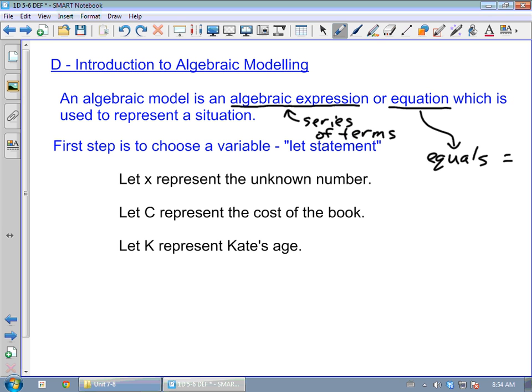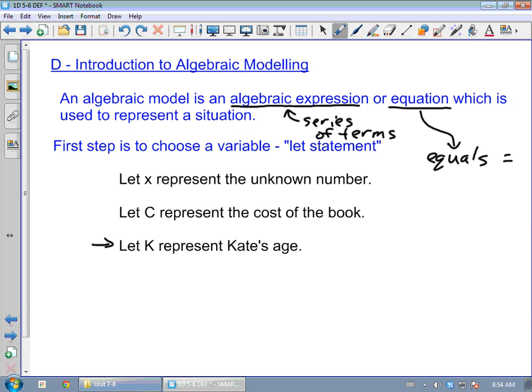Okay? So the way we create an algebraic model is we use what's called a let statement. And we always want to choose a variable that is going to represent something that we don't know in our question. There's always something we're trying to find. We don't know what it is, but we choose a variable to represent it. So here are some examples of let statements. Let x represent the unknown number. This assumes that we're trying to find some sort of a number here. We could be trying to find the cost of a book, in which case we would choose c to be our variable, and we would let c represent the cost of the book. Or maybe we're trying to find Kate's age. We could use k as our variable to represent Kate's age.